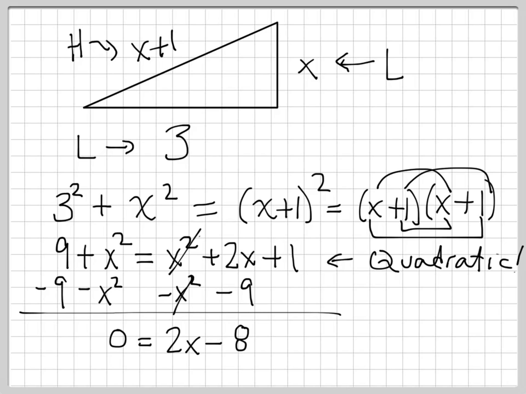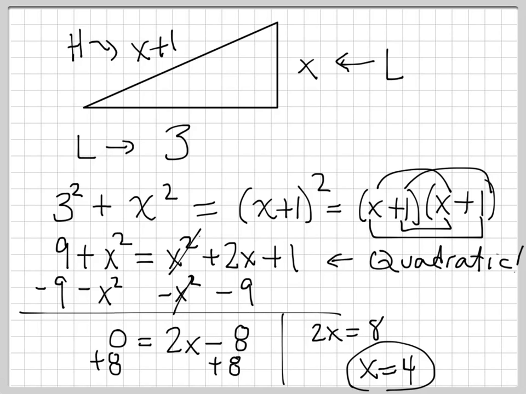So now, when we solve for x, our quadratic has disappeared. We're stuck with linear, and so we can just add 8 to both sides, getting 2x equals 8, which is the same as x equals 4. And so now x equals 4, which means x plus 1 equals 5. And so you were able to solve this quadratic equation, which came from the equation for a right triangle.